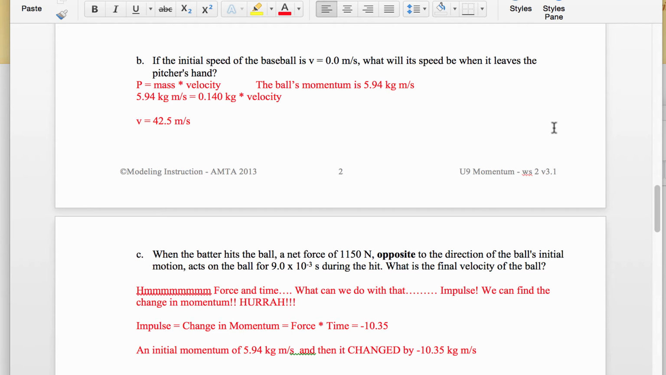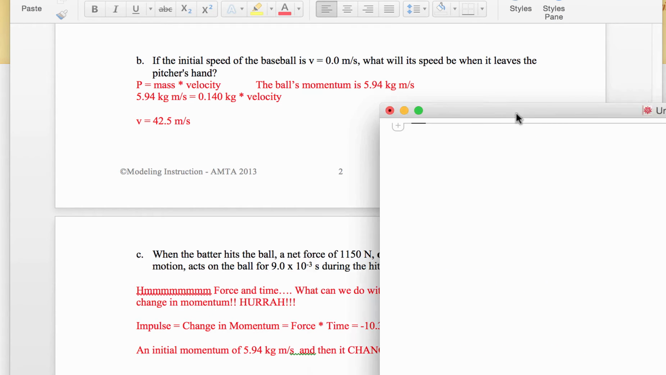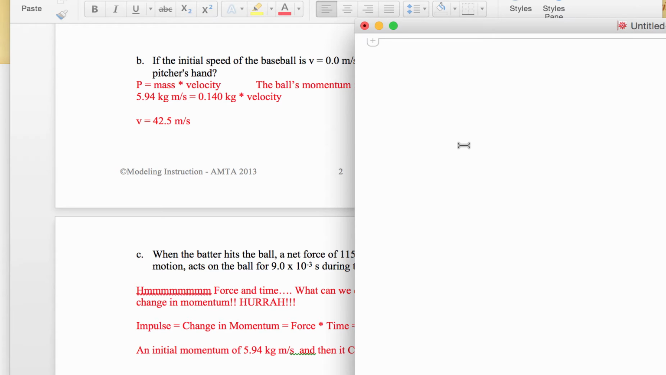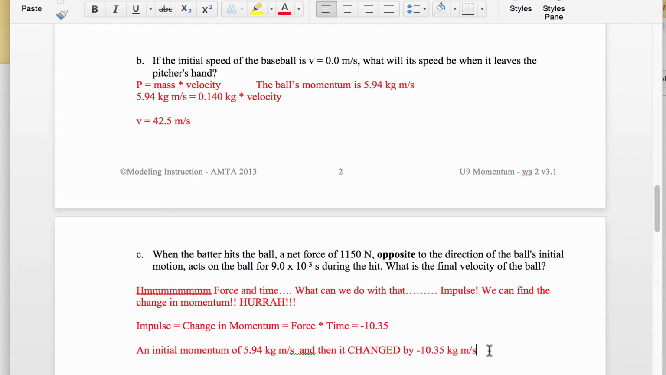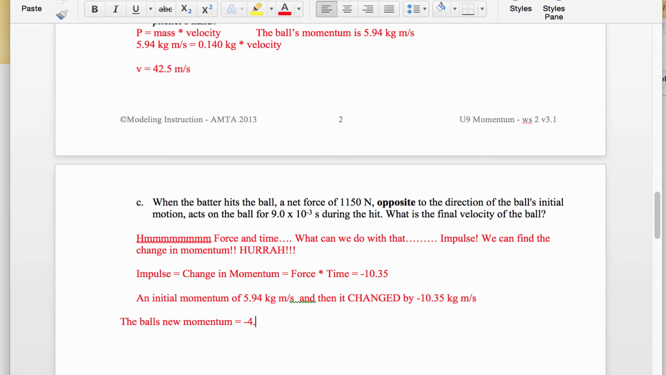So that means we take our, because again, impulse is a change in momentum. So we have our initial momentum of 5.94. We're just going to add these numbers together. Plus, what is our change in momentum? Negative 10.35. So the ball's new momentum is negative 4.4 kilogram meters per second.